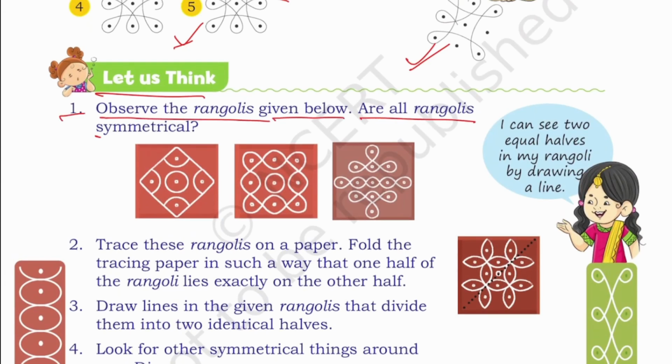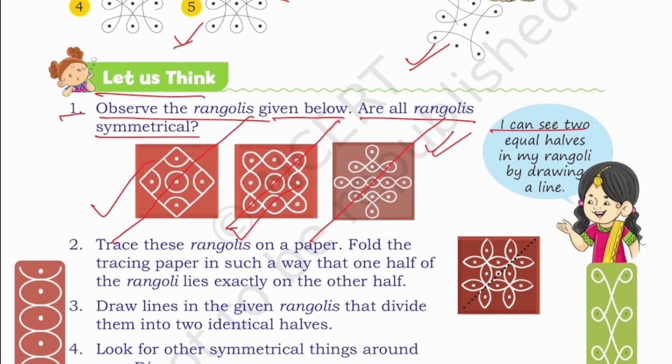Are all rangolis symmetrical? If you choose the line of symmetry like this, they are all symmetrical. If you choose this line, they are all symmetrical. Okay, in this also. But if you choose this line of symmetry, it is symmetrical. It is also symmetrical, but it is not symmetrical. Okay, it is not symmetrical if your line of symmetry is this.